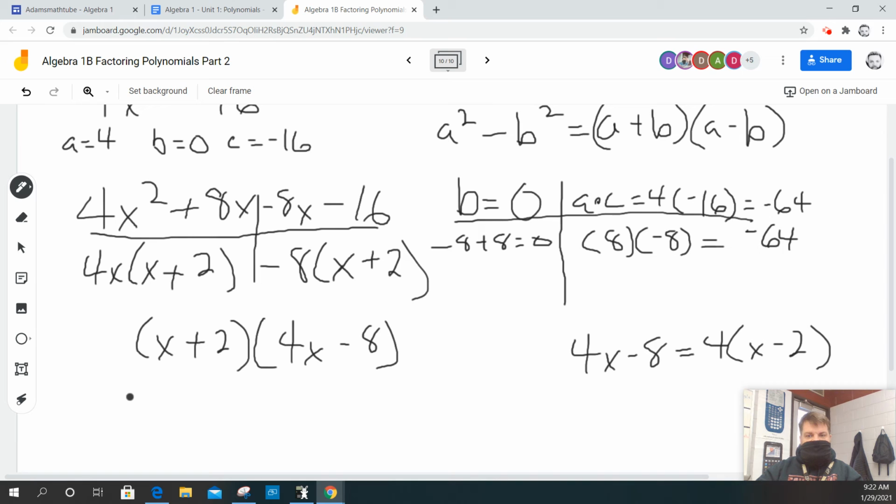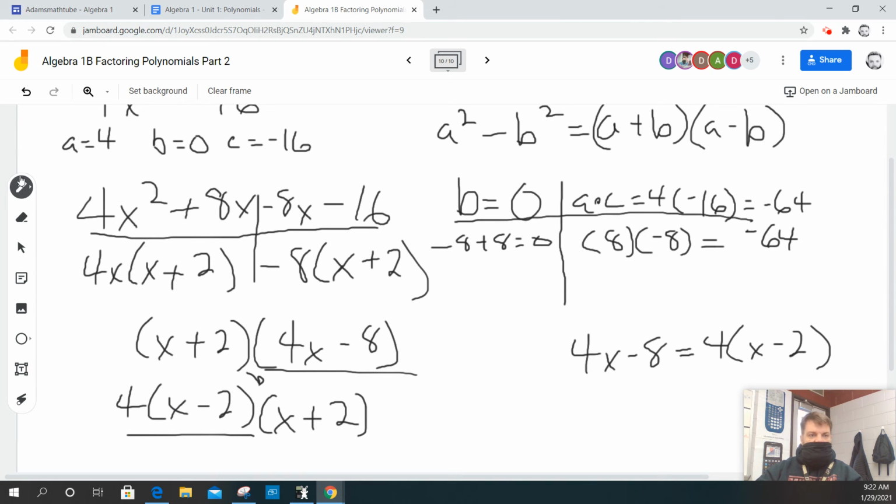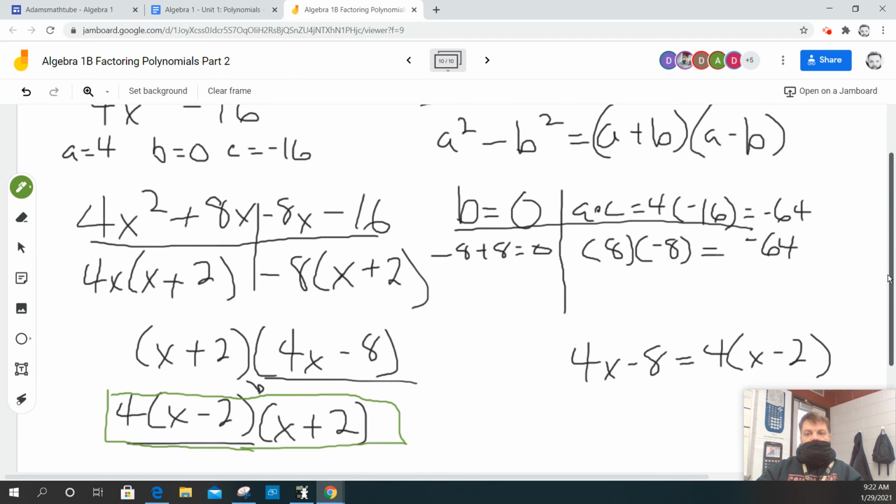So then I'm going to toss that to the front because it looks better. 4 times x minus 2 is the same as this thing. These are the same thing. And I'm just going to toss this down here, x plus 2. And I think that is it. Any questions?